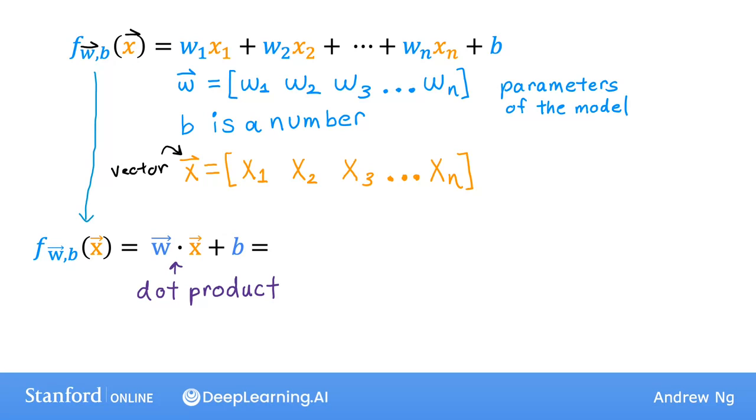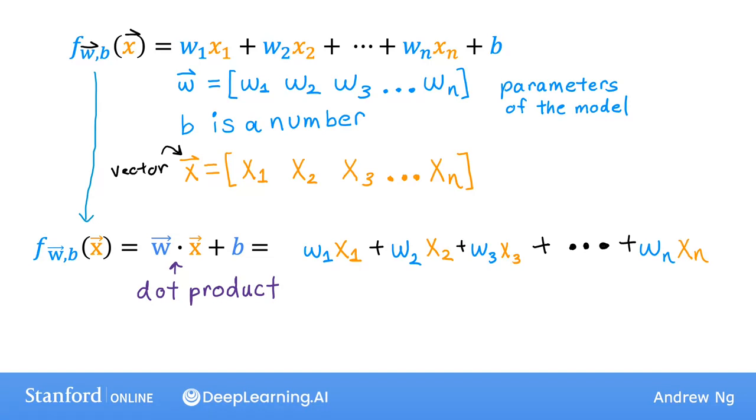So what is this dot product thing? Well, the dot product of two vectors, of two lists of numbers, W and X, is computed by taking the corresponding pairs of numbers, W1 and X1, multiplying that, W2, X2, multiplying that, W3, X3, multiplying that, all the way up to Wn, Xn, multiplying that, and then summing up all of these products.